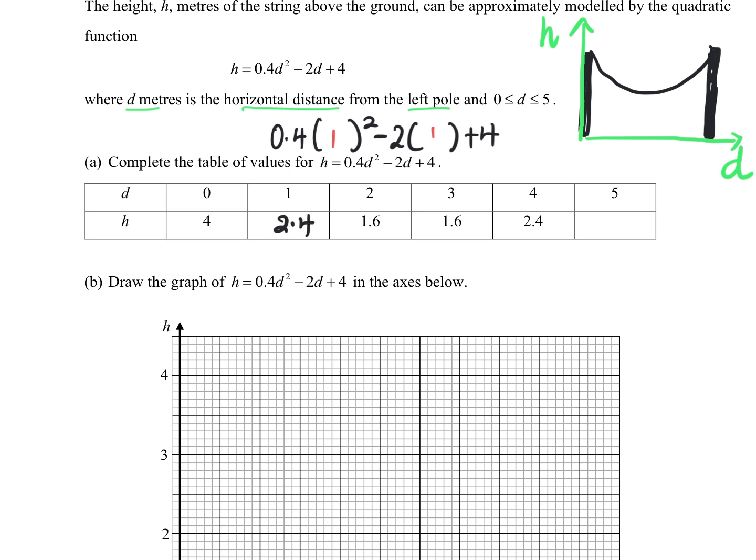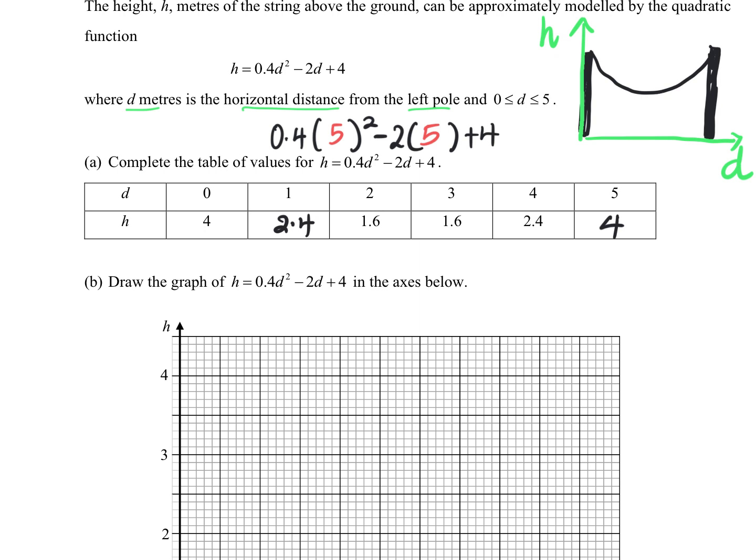Okay, then what about the other answer? The last one, 5. I'm going to change this number to 5. Alright, so this one will now be the number 5. Please calculate your number: 0.4 times 5 squared minus 2 times 5 plus 4. I get my answer 4. Okay, let me change the color. Okay, answer is 4.